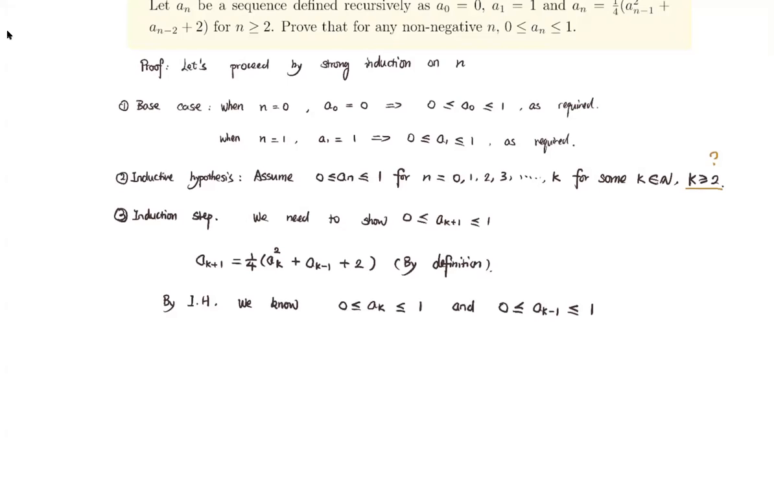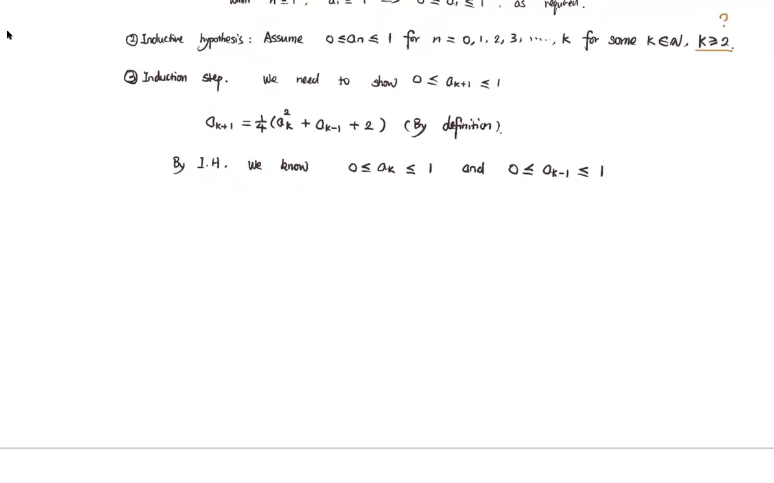Okay, this is by IH. Since we have that, we know that AK squared is going to be in between this as well. Just square both sides. Okay, but we need to know this whole thing, so let's add those two together. That's going to give you 0 is less than or equal to AK squared plus AK minus 1, which is less than or equal to 2.